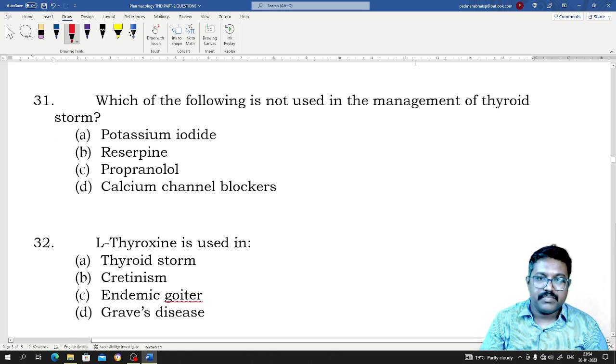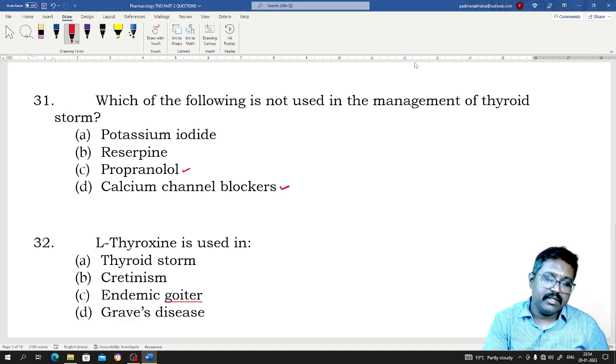So moving on to 31st MCQ, that is, which of the following is not used in the treatment of thyroid storm? So you will use the potassium iodide as well. So what happens in case of thyroid storm is we can use propranolol, you can use calcium channel blocker, you can use the potassium iodide. It shrinks the tumor, it makes the tumor less vascular, etc. So here the drug which is not used is the reserpine, which is an antihypertensive drug.